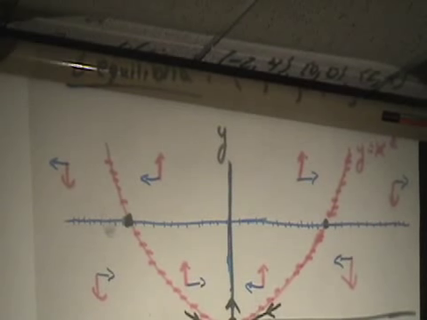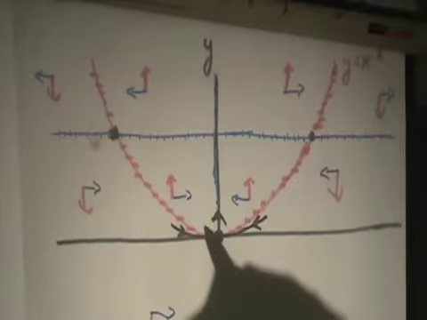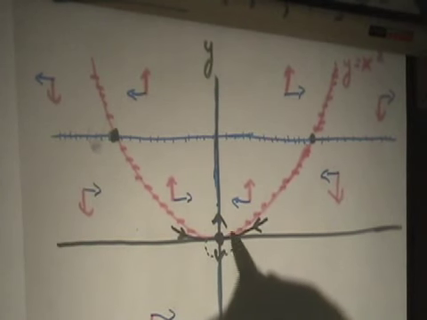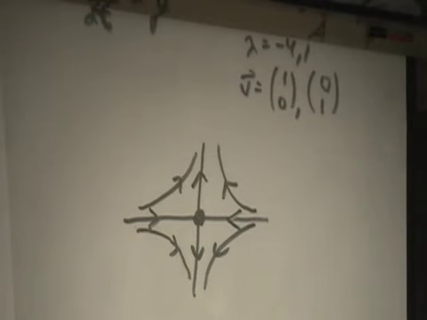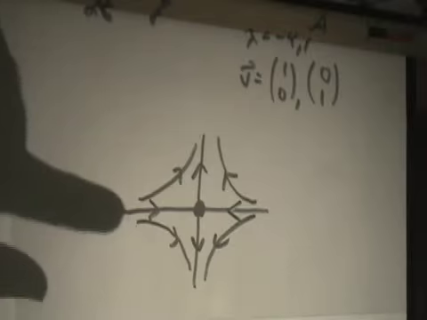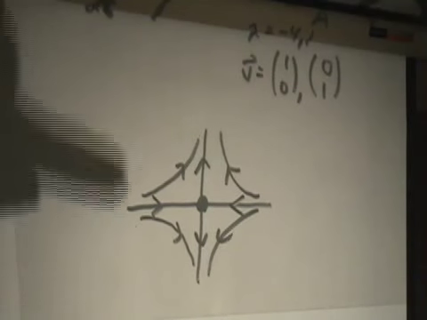But as far as a local picture in the neighborhood of the origin here, if I just draw a dashed little circle around the origin, basically the picture would be indistinguishable from this other picture. If you zoom in near the origin of this nonlinear system, the closer you get to the origin, the more it'll look like this.